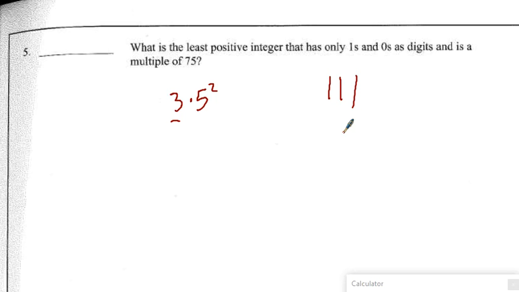So I know that 111 is not divisible by 25. So what about this? 1,110, not divisible by 25. Definitely not divisible by 25. So let's add another 0. 11,100, that is divisible by 25, because 100 is divisible by 25, and I know it's divisible by 3. I'm done. That's the only thing I can think of, but it's pretty quick that way.